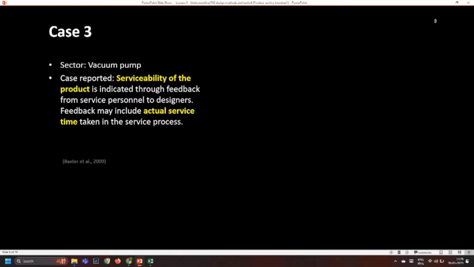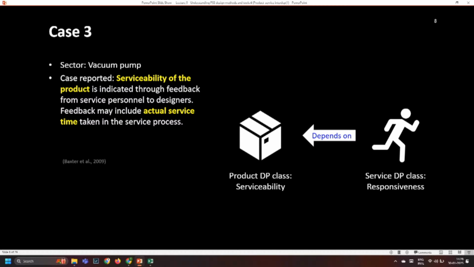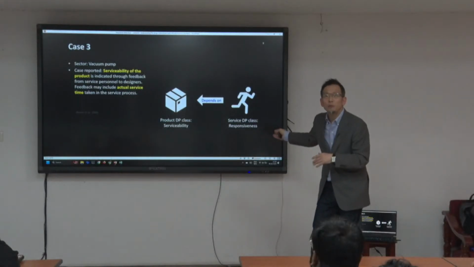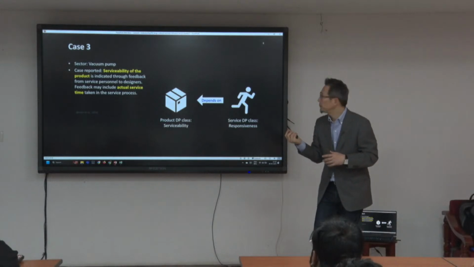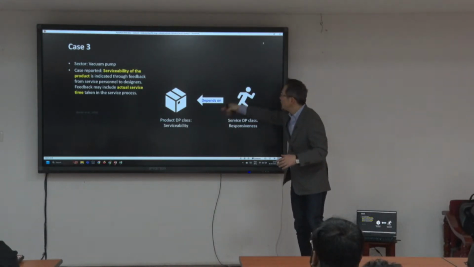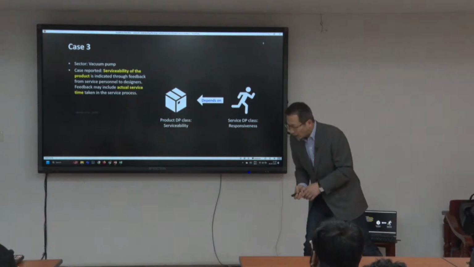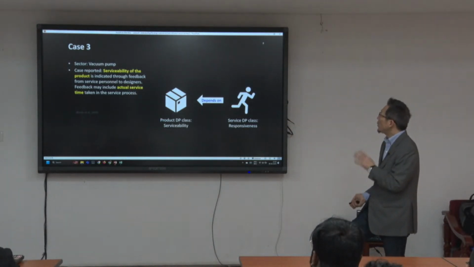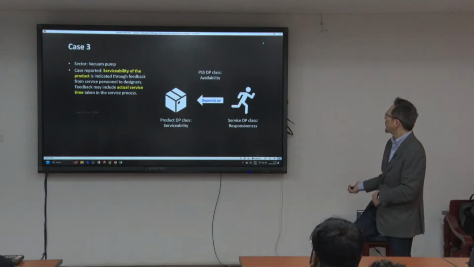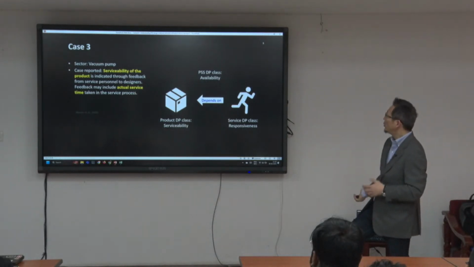Continuing with the same product, serviceability of the product again influences the responsiveness of the service, in this case actual service time, which we discussed earlier. So the responsiveness depends on the serviceability of the product, so that the availability could be improved. Right?